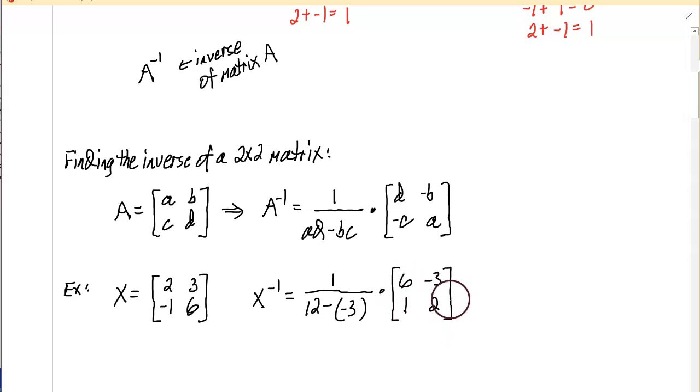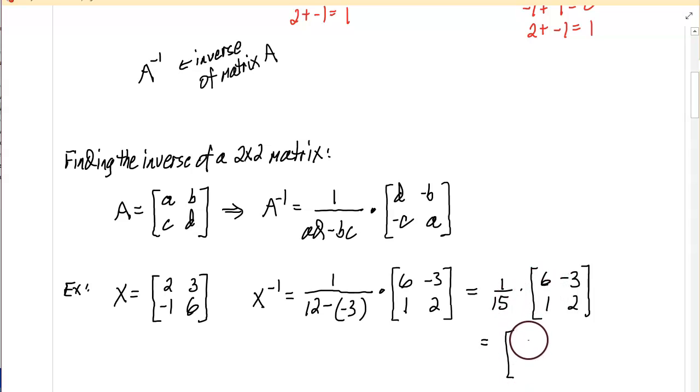Look what's happened in this matrix. We have switched these two numbers, and we have changed the sign of these two numbers. Now let's continue working this out. We have 1 over 15 multiplied to the 2 by 2 matrix. And now we can distribute this scalar to all four entries.